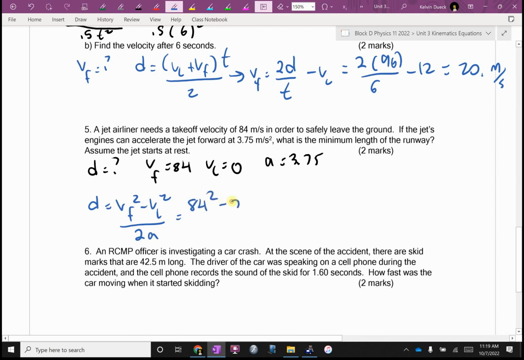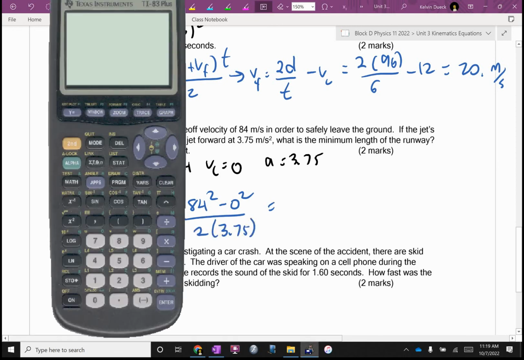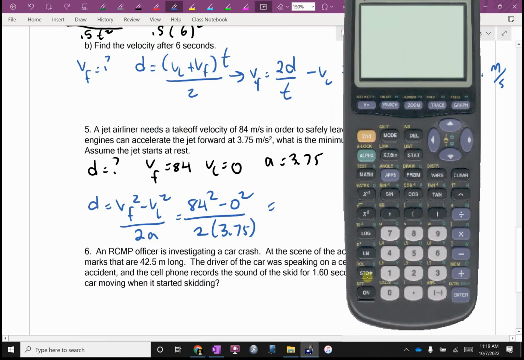84 squared minus 0 squared all over 2 times 3.75. I think this is going to be in the 900s somewhere, but that was a very rough guess. 84 squared minus 0 squared all divided by 2 times 3.75. 941? 940.8 I would take. 940, I would take a half mark off.